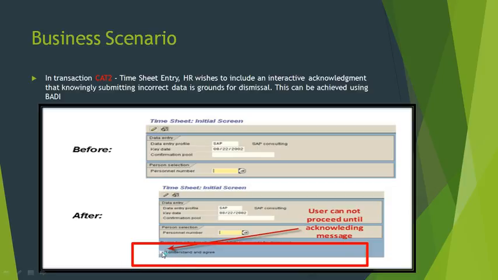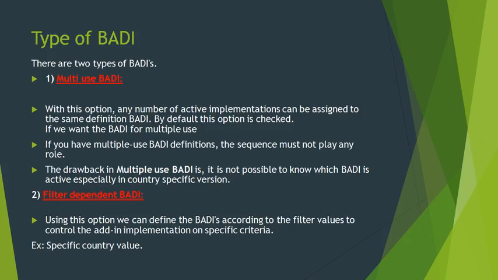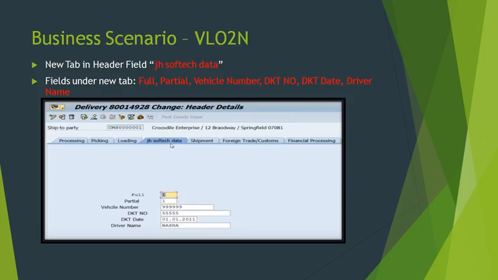you can see one checkbox, I understand and agree. Till the user checks this checkbox, it will not allow the user to save this data. So here you can see the user cannot proceed until the acknowledgement is given. First he needs to select this and then he will save. Until and unless he selects this checkbox, SAP will not allow the user to save this data. Now there are two types of BADIs which we'll discuss later.